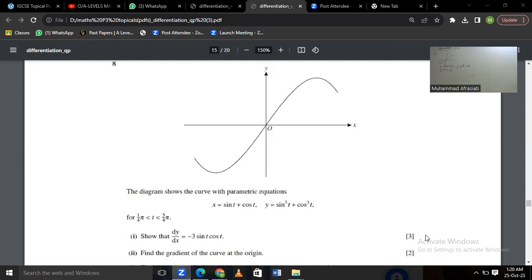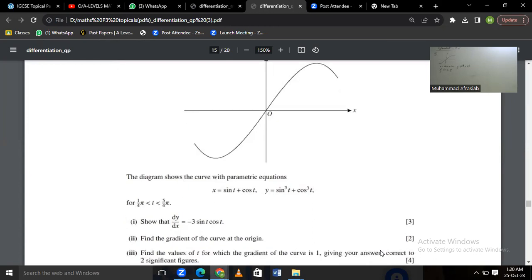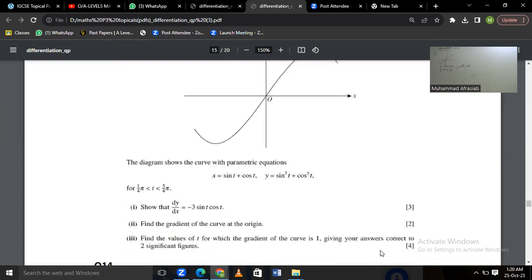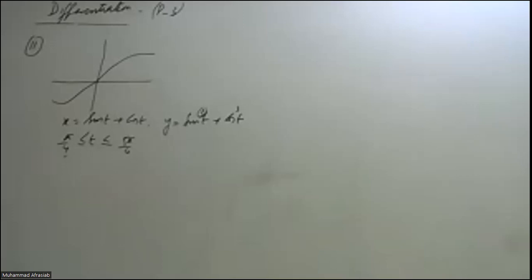The second part is: find the gradient of the curve at the origin. And the third part: find the value of t for which the gradient of the curve is 1, giving your answer correct to two significant figures. So here we are going to find dy/dx, because these two equations are in terms of t, so they are called parametric equations.